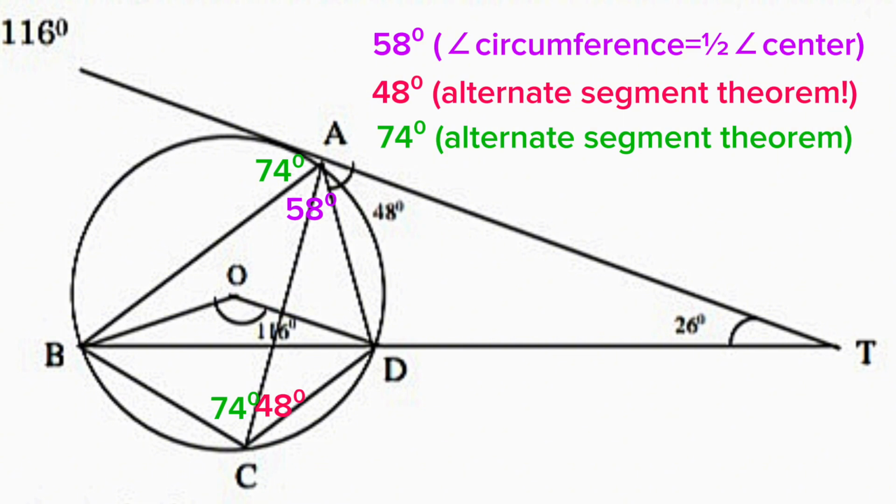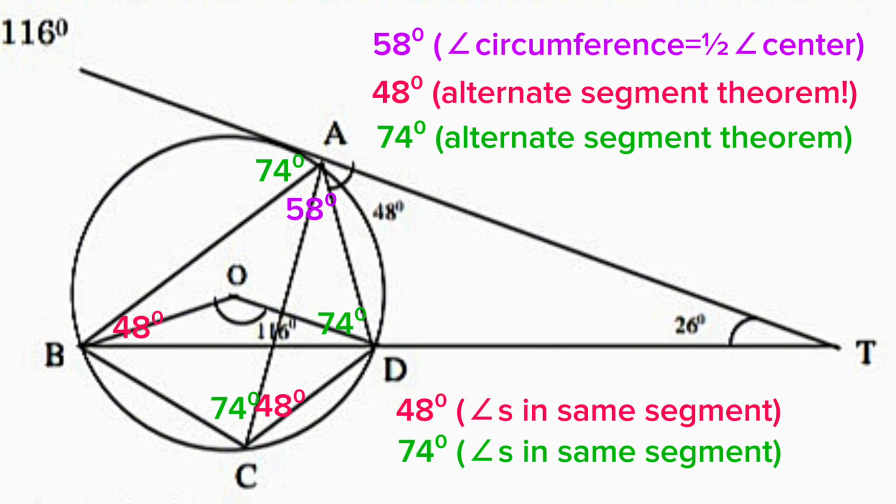Why are they the same? Because angle C 74 degrees and angle D 74 degrees are angles in the same segment. Both of them are subtended by the arc AB. Other angles in the same segment are angle C 48 degrees equals angle B 48 degrees. Both of them are subtended by the same arc AD.